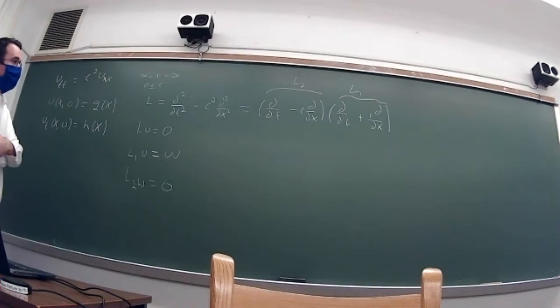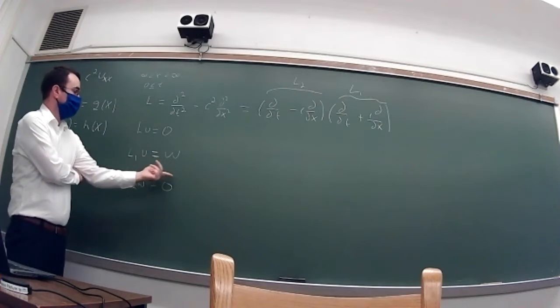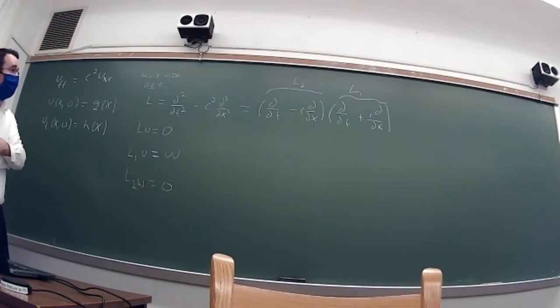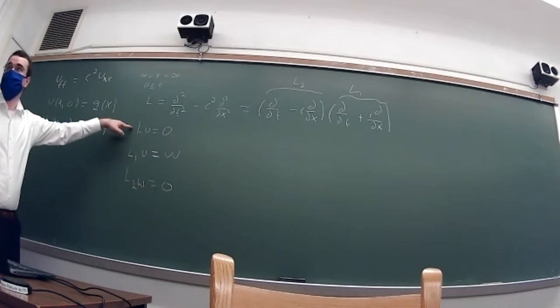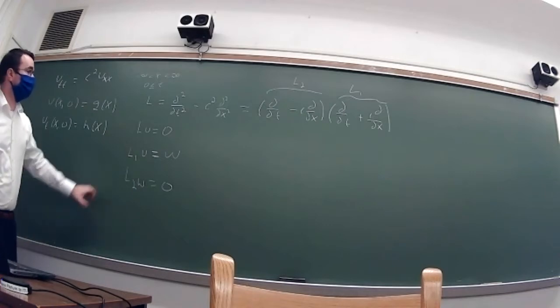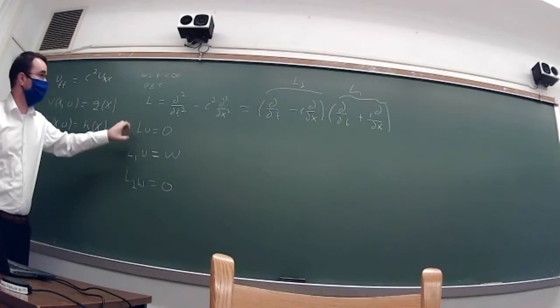So let's think that through. Would that do it? Well, that is what we would need to do to solve this problem. So if I can solve L1U equals W and then L2W equals 0, that would be the same as solving LU equals 0. That's what I'm trying to get us to agree on. So solving this system of first order PDE is the same as solving the second order PDE.